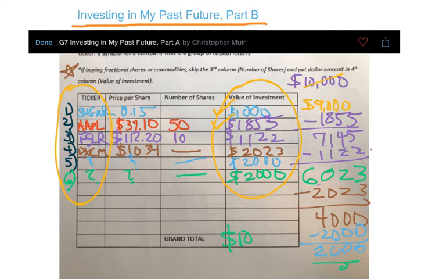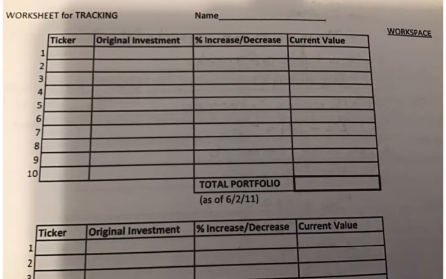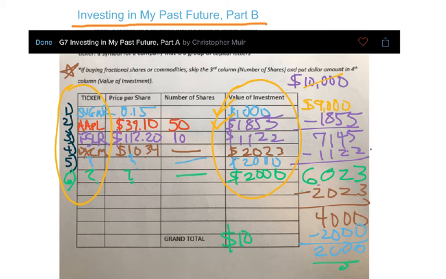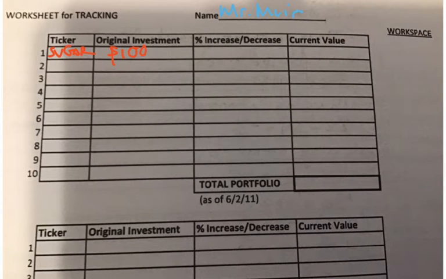And so what you want right now is to have downloaded and printed up this sheet, the worksheet for tracking. And again, make sure to put your name on it. So I'm going to put my little name here. And then I'm going to put in those two tickers. So I've got my sugar. And we saw that my initial investment was $1,000 on sugar. So I'm going to put that down. And then also I have my Apple. And I had $1,855 in that. Now your numbers are going to be different, and that's just fine.